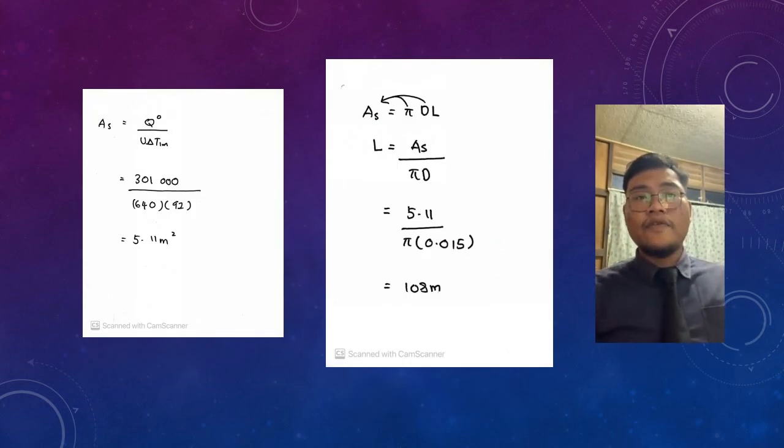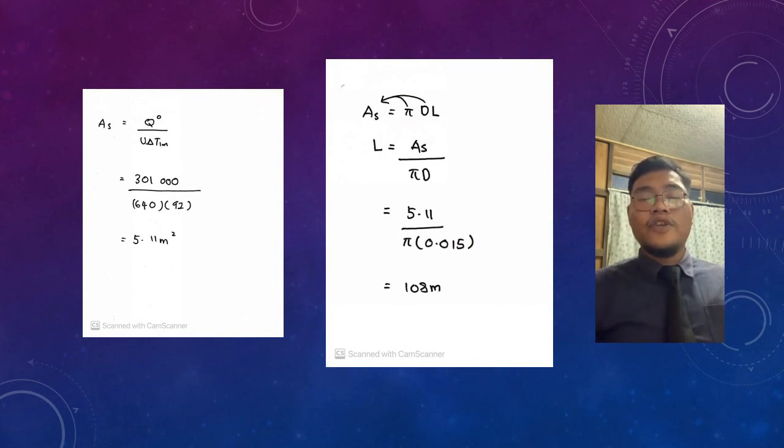Okay, the next step is we find the surface area for the heat exchanger, which is written as AS. The formula is AS equal to Q dot over overall heat transfer coefficient times the LMTD. So we put in our values, which is Q dot equal to 301 kilowatt over 640 times 92, and we get 5.11 meter square. This is the surface area for the heat exchanger.